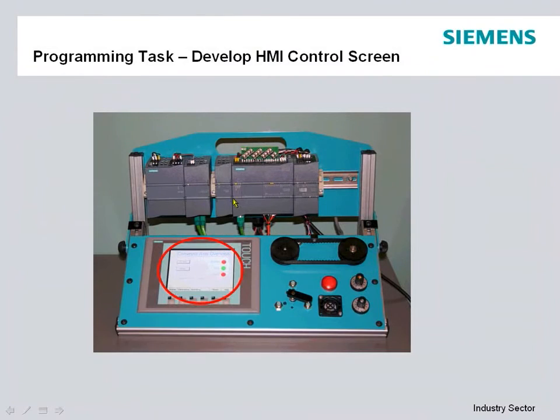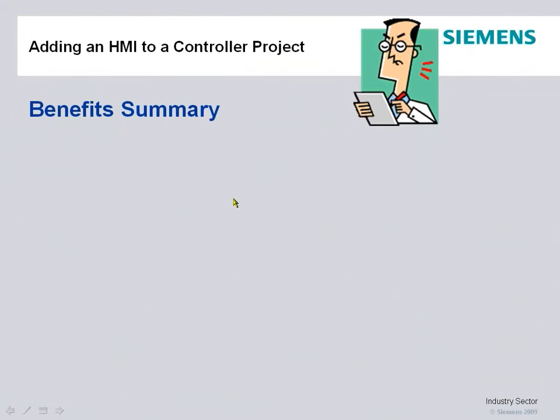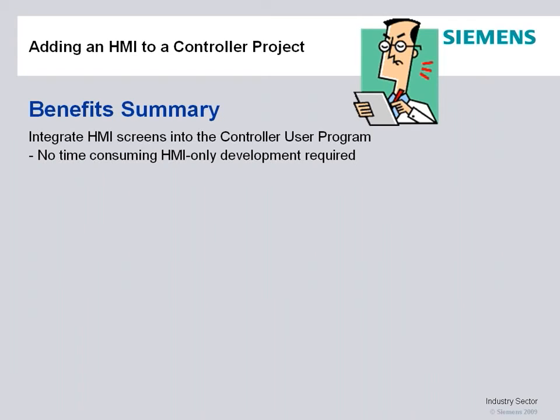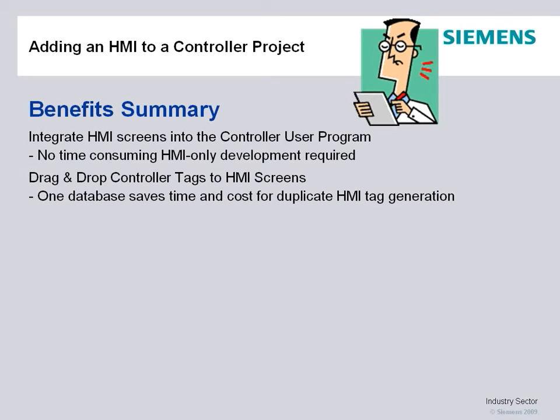So with that, the benefits of adding HMI to an existing controller project with our Step 7 Basic and the S7-1200: it's integrated HMI screens with the controller project. No time-consuming HMI-only development in a separate application. Drag and drop controller tags to the HMI screens, one database, save time and cost of duplicate HMI tag generation, importing, exporting, reconciling the logic both in an HMI and a controller.